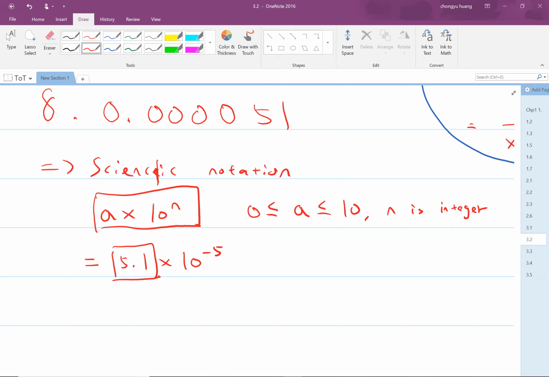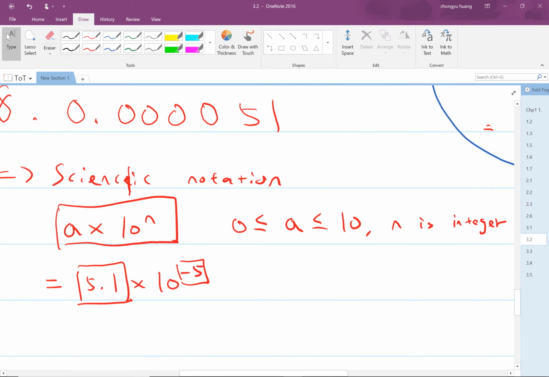Okay, so you guys get it, right? So now we are actually done with a, right? And then we got 5.1 multiplied by 10 to the power n, right? So you guys may ask me why the n over here is -5. Okay, so let me explain in detail.